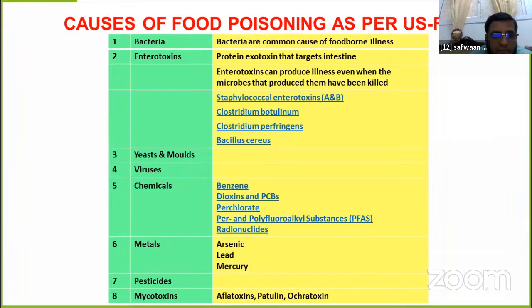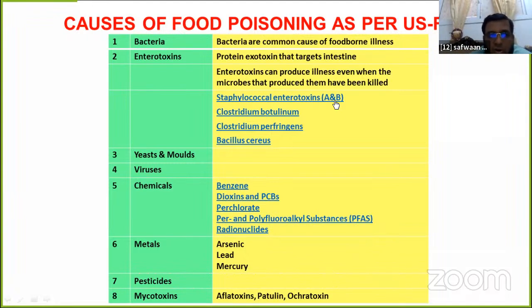Then the number 3 cause of food poisoning is yeast and mold. Here, for food diagnosis, there is a test called total count of yeast and mold. According to the US FDA, we have to see the general count of yeast and mold. There is no special species tested here, such as Candida albicans or Aspergillus niger or Penicillium. It is a total yeast and mold count because there is a certain fixed amount which can be tolerated by the immune system of our body. Based on this, the US FDA has given guidelines on the permissible levels of yeast and mold. So it's a general test.